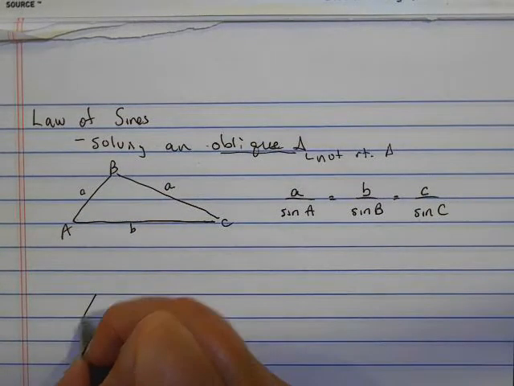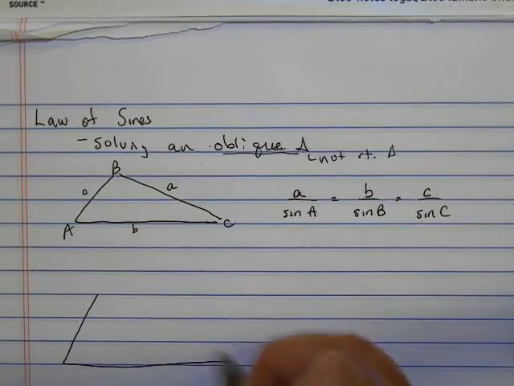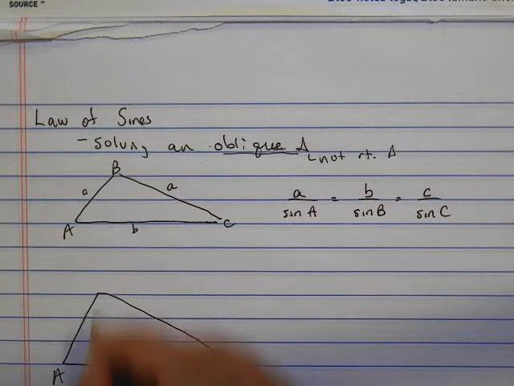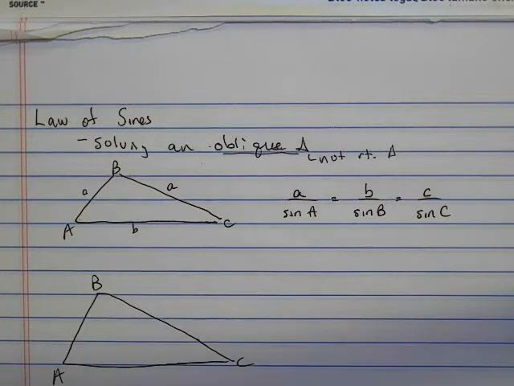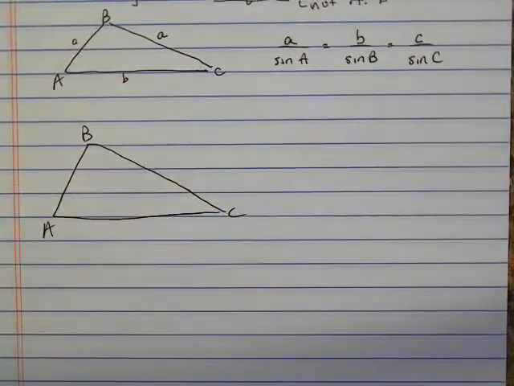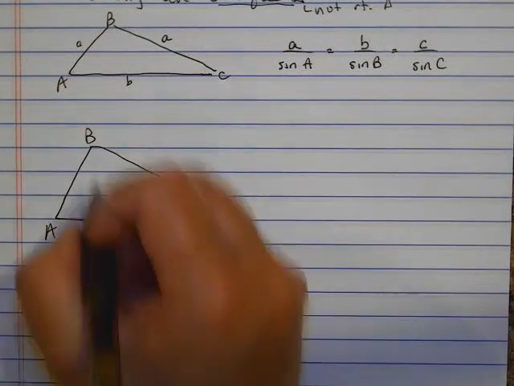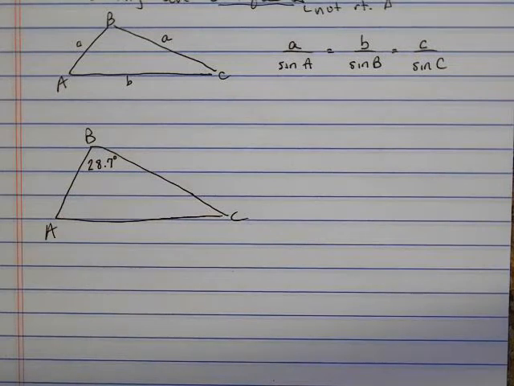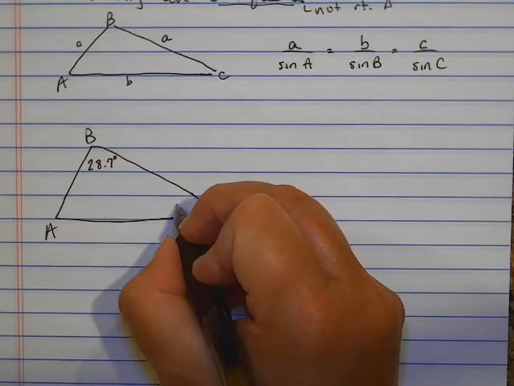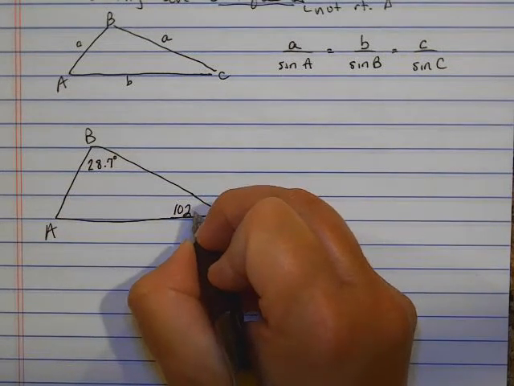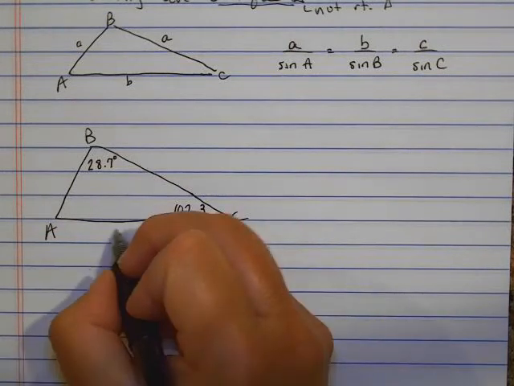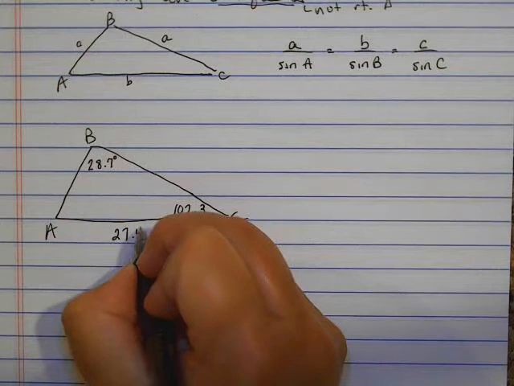I'm going to draw a triangle here, and this is an oblique triangle, so it's not right. I'm going to label it A, B, and C. And this time I'm going to know angle B is 28.7 degrees. I'm going to know angle C is 102.3 degrees. And I'm going to know side B is 27.4.